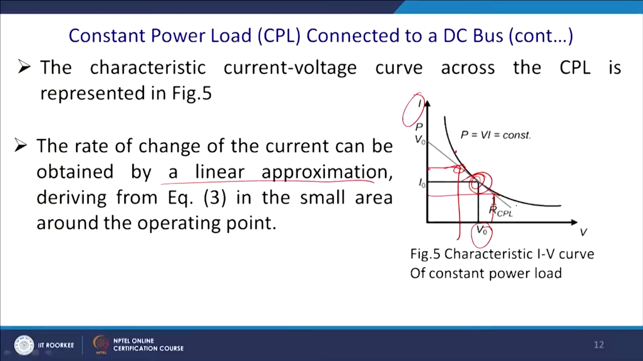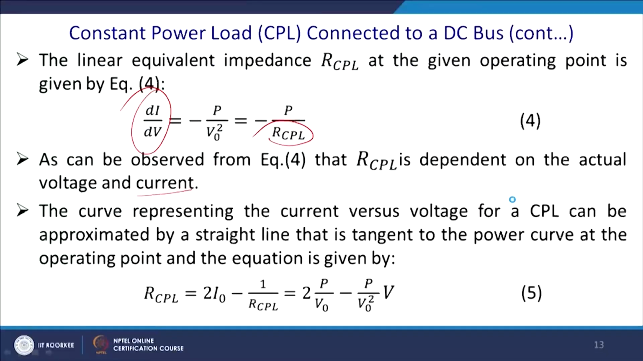At this point you have one tangent and at that point a different tangent, and essentially this gives you the di/dV characteristics. This curve represents the current versus voltage for the CPL and can be approximated by a straight line tangent to the power curve at the operating point, and the equation can be given as I equals 2 I0 minus 1 by R CPL, that is 2 P by V0 minus P by V square into V. This will be the overall expression of the resistance. Since this power is constant, ultimately this resistance definitely depends on the output voltage of this DC bus.